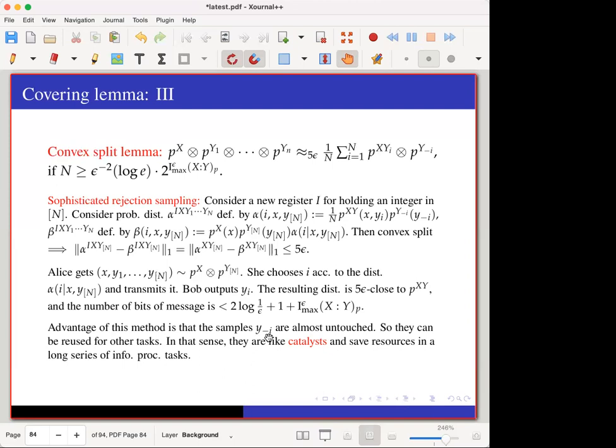Then, and then there are other applications also. But at the very least, if you're doing several information processing tasks, you can keep this catalyst around and save resources in the long run.